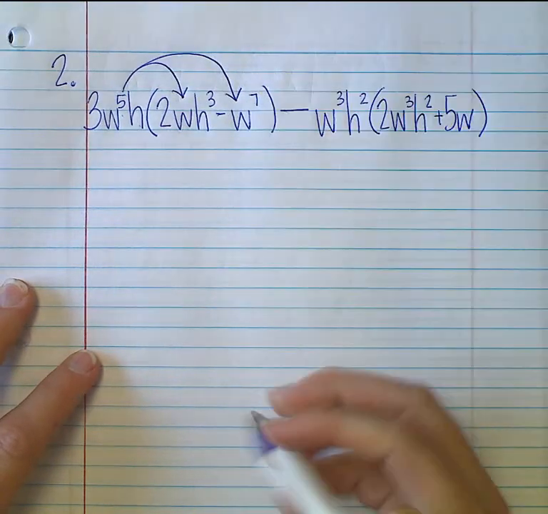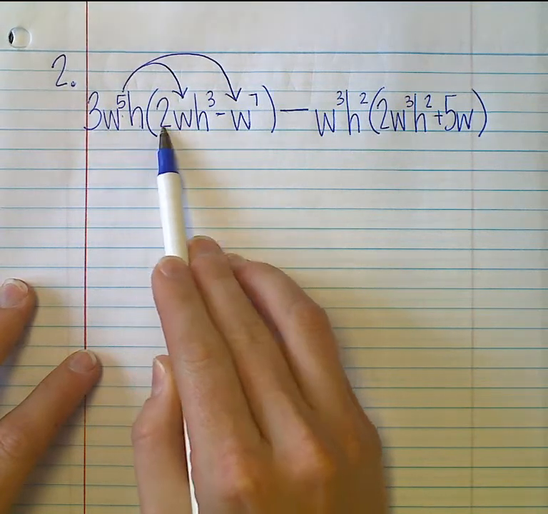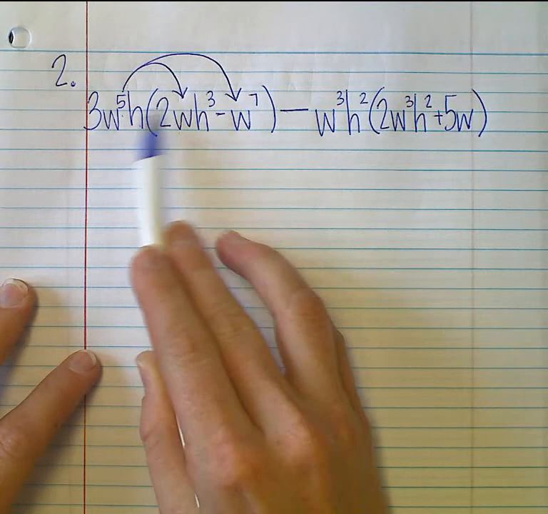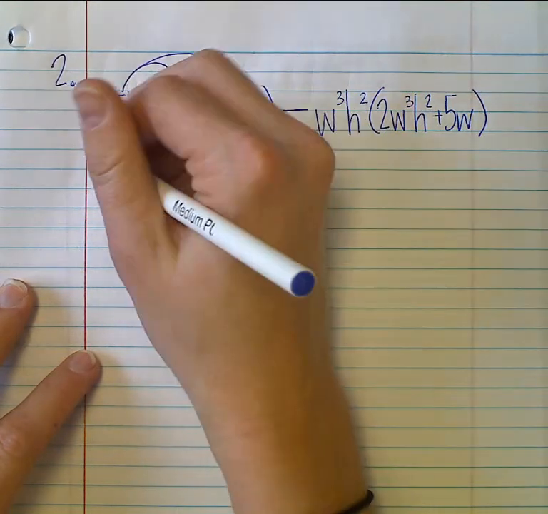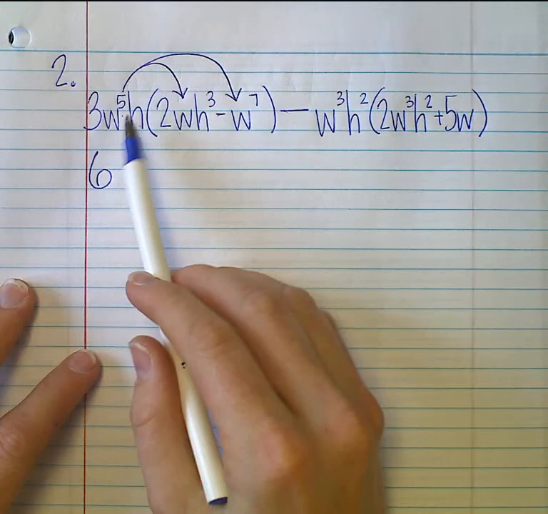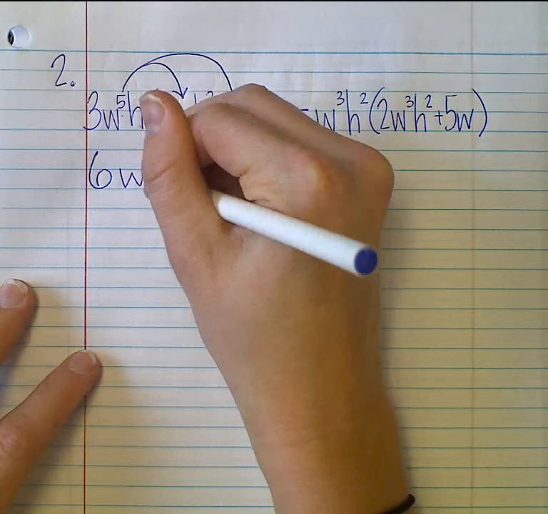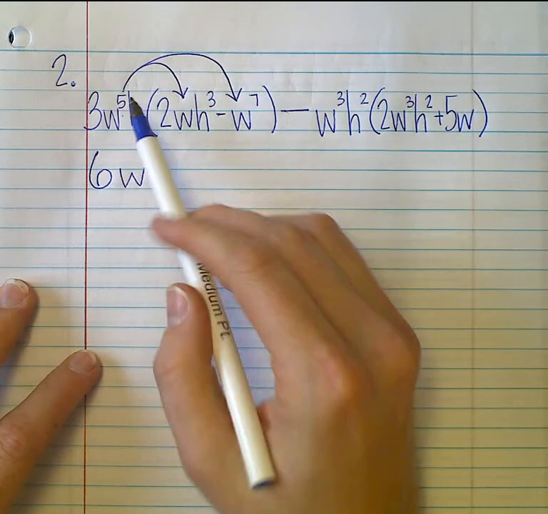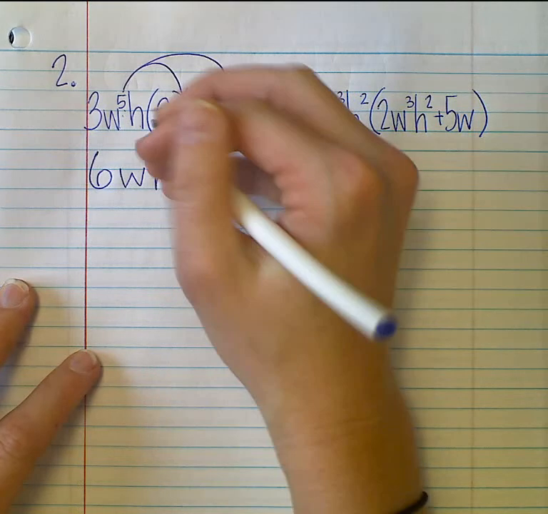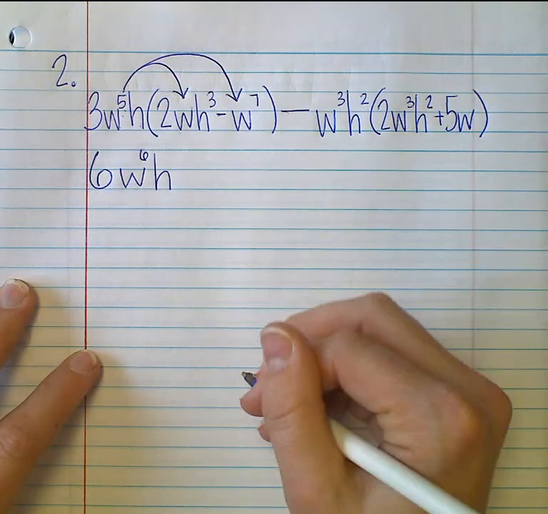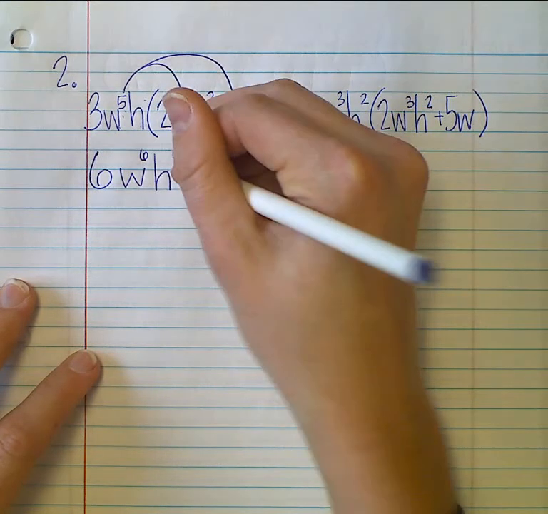So I have 3w to the 5th power h times 2wh cubed. I multiplied together my coefficients, 3 times 2, which is 6. Since I'm multiplying like bases here, I keep the base and I add the exponents. So for w, I have 5 plus an understood 1, which is 6. And for h, I have an understood 1 plus 3, which is 4.